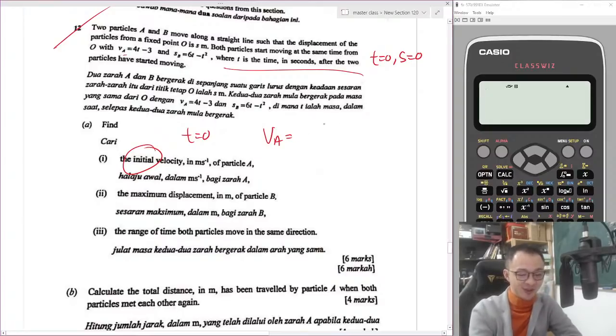So it basically equals negative 3. Okay, done, 1 mark only. Next, the maximum displacement of B. In order to find the maximum displacement, I need to differentiate the displacement.